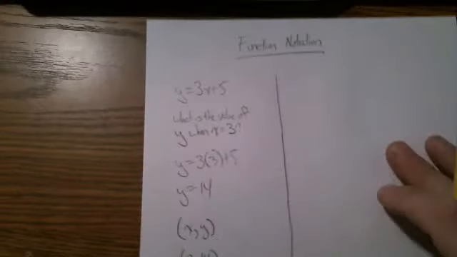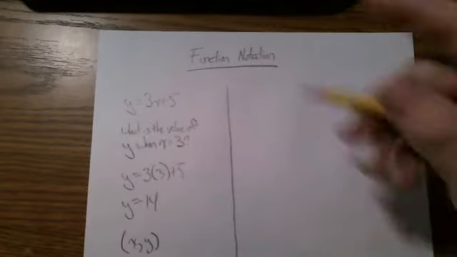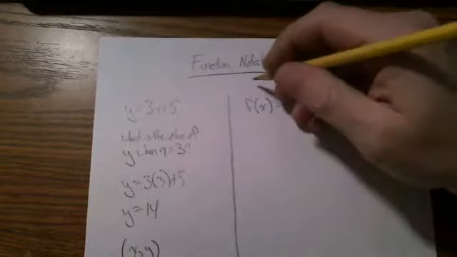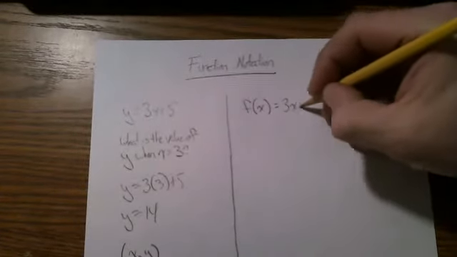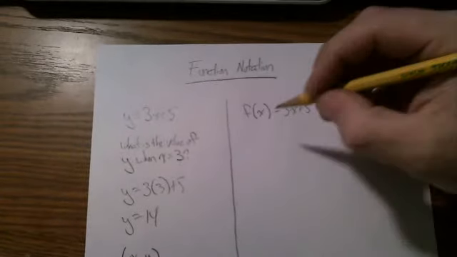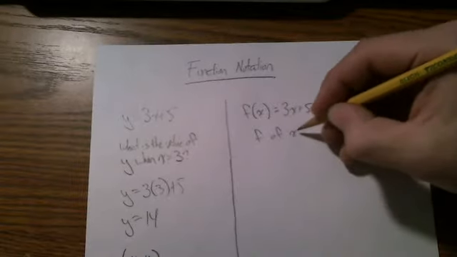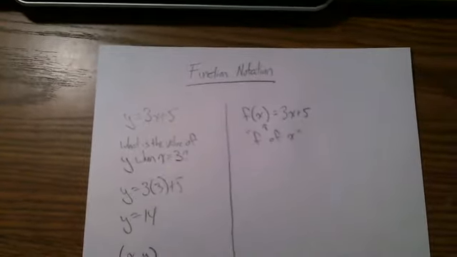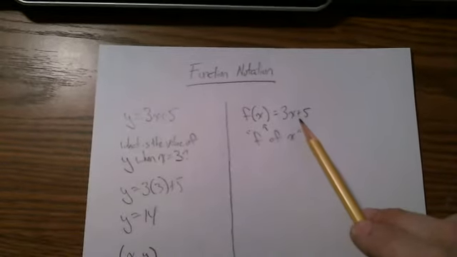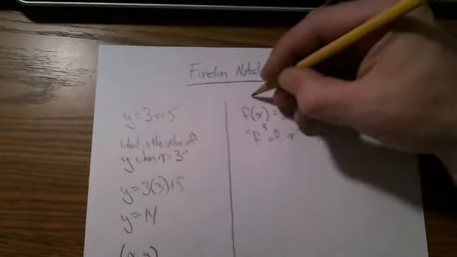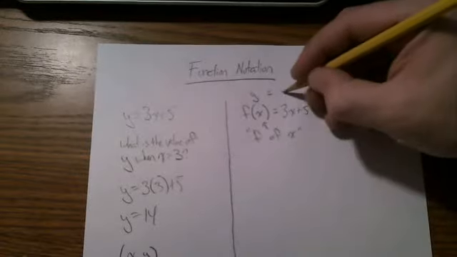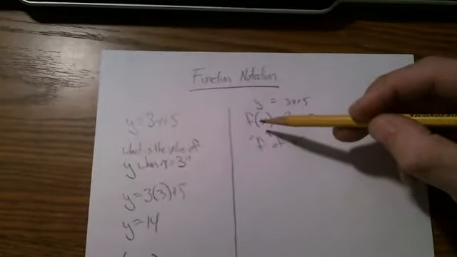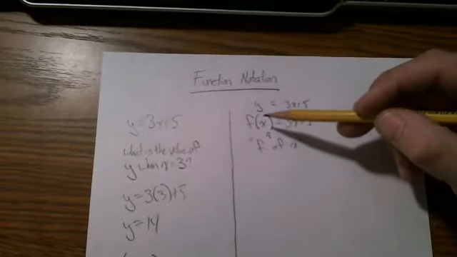Let's introduce function notation with the same exact graph, except now we're going to say f of x equals 3x plus 5. This is read "f of x." So f of x equals 3x plus 5. That means this is y equals 3x plus 5. F of x is y. Y is f of x. They mean the same exact thing.